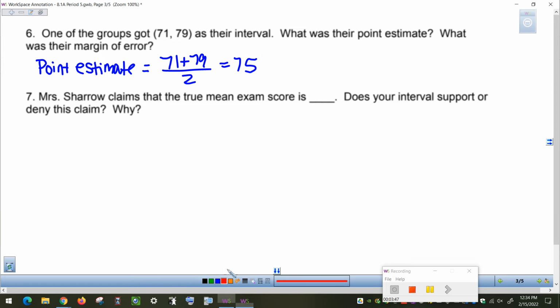So if we were to think about a little formula for getting the point estimate, if we know the interval and we call the first value A and the second value B, in general, to get our point estimate, we're going to do A plus B and then divide that by 2.